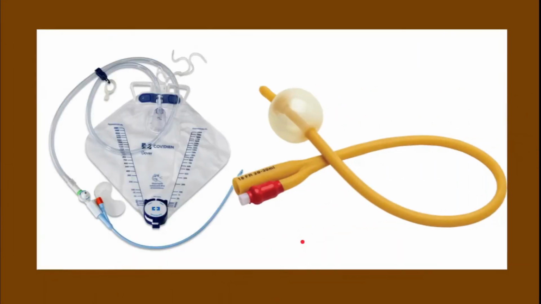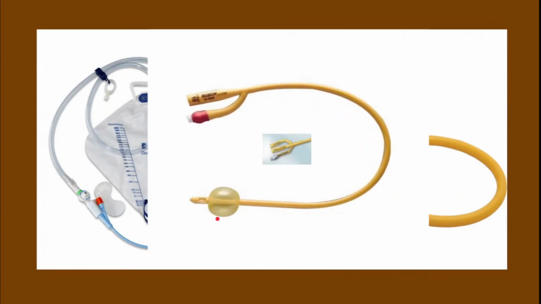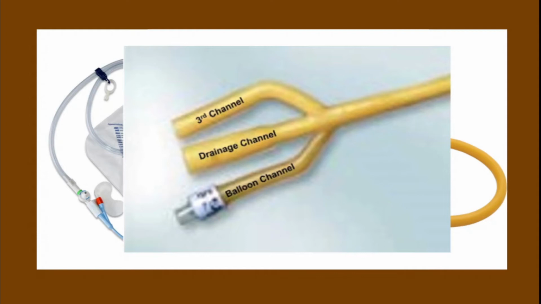So the catheter can be made of silicone, plastic or rubber, or there can be 3-lumen Foley's catheter. So this catheter is normally used for bladder irrigation. So through this third channel, there is continuous bladder irrigation through NaCl or any other medications. Through this drainage channel, it is connected to the drainage bag, and from here we inflate the balloon.